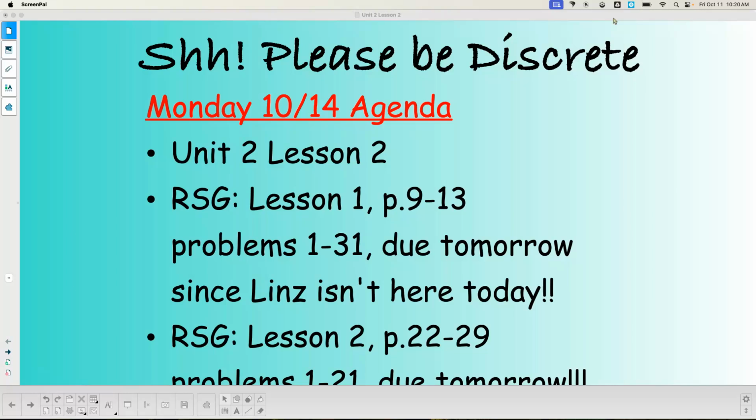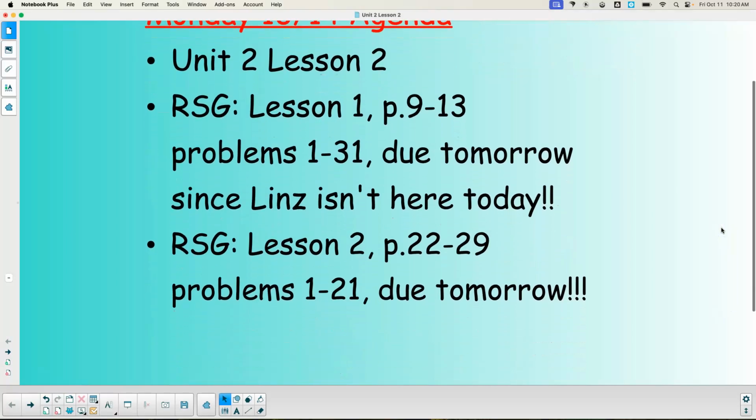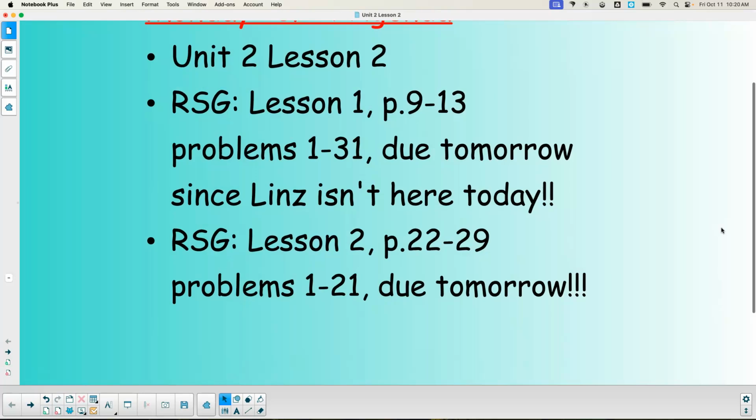So obviously today lesson 1's homework was due, but since I'm not there to stamp it, I'll check those tomorrow in class. But you will have lesson 2's homework due today, or I shouldn't say today, it will be due tomorrow. Hopefully you get some work time today in class to work on it.